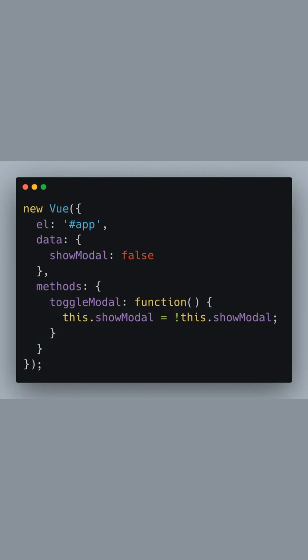Here, we are creating a new Vue instance where el points to the DOM element with the id app. Inside our data object, we have a property showModal which determines if the modal is visible or not, initially set to false. We also have a method toggleModal, which will simply switch the value of showModal from false to true and vice versa.